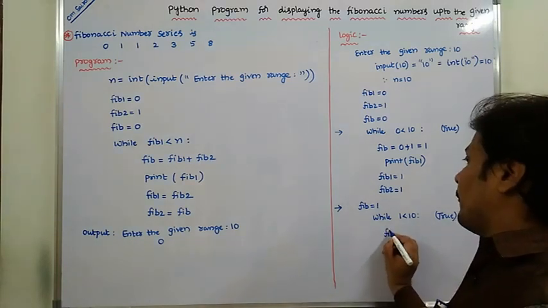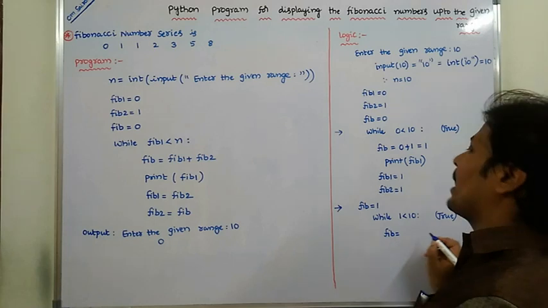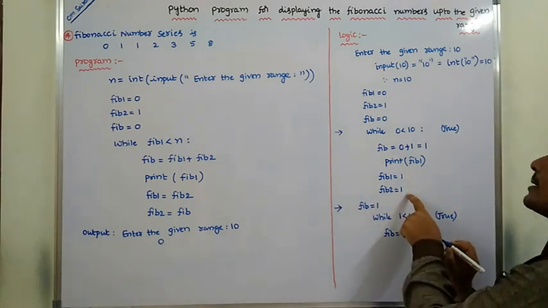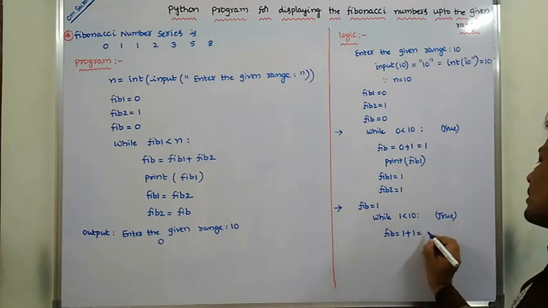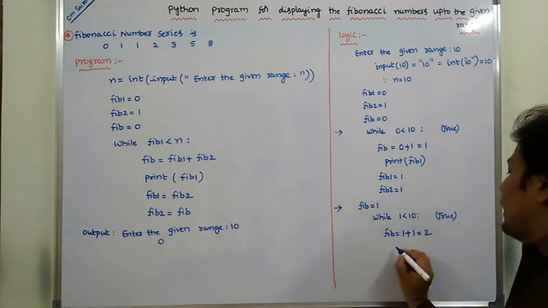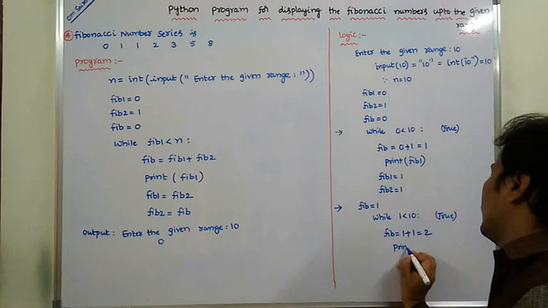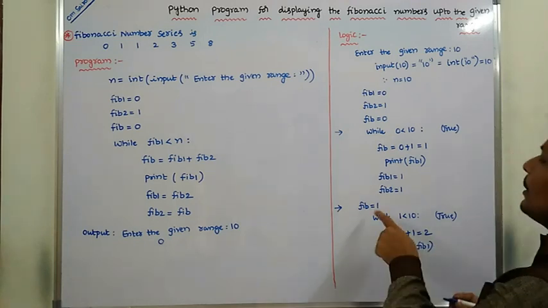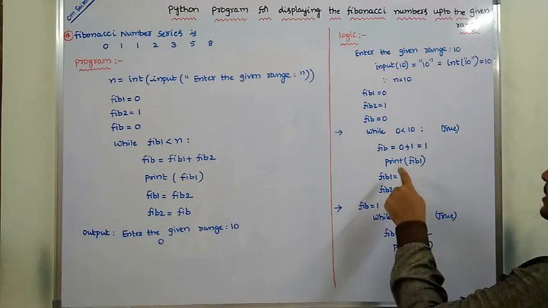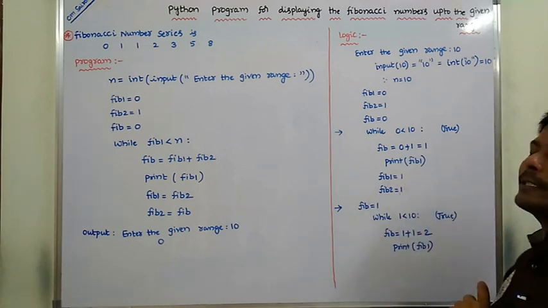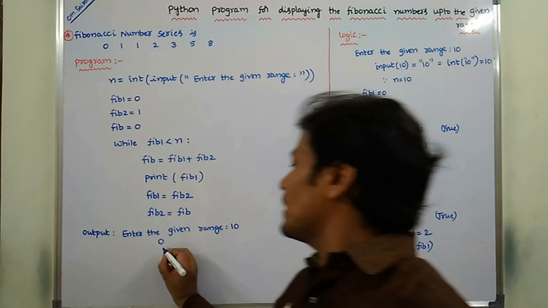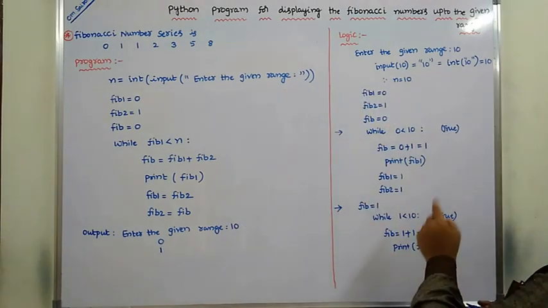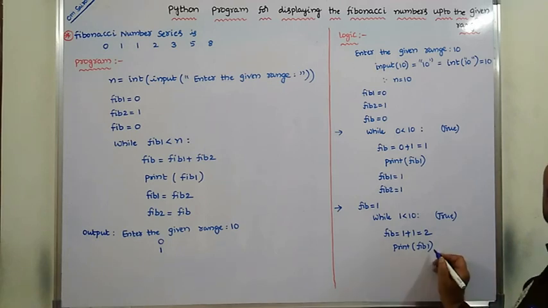So that is Fib is equal to Fib1 plus Fib2. Fib1 is 1 plus Fib2 is 1. So 1 plus 1 is equal to 2. Next, print of Fib1. What is the Fib1 value? Fib1 value in the previous step is 1. Okay, so 1 is printed.